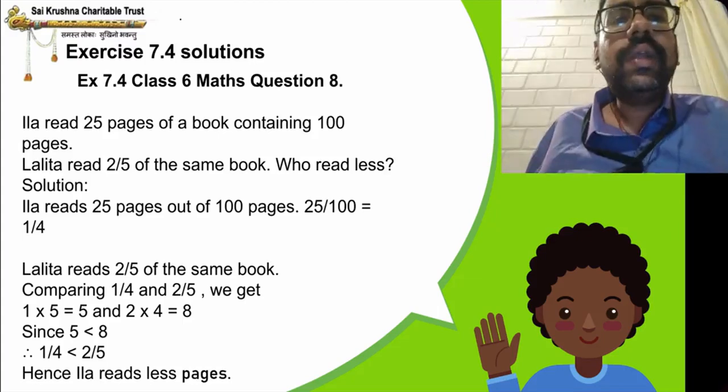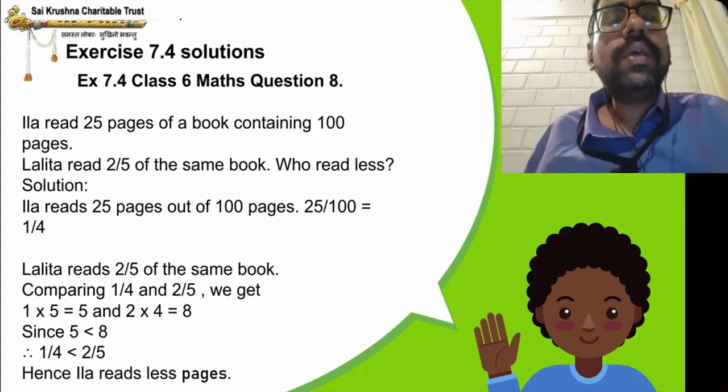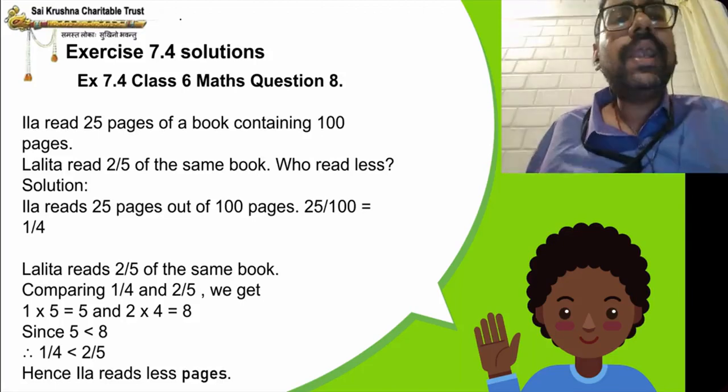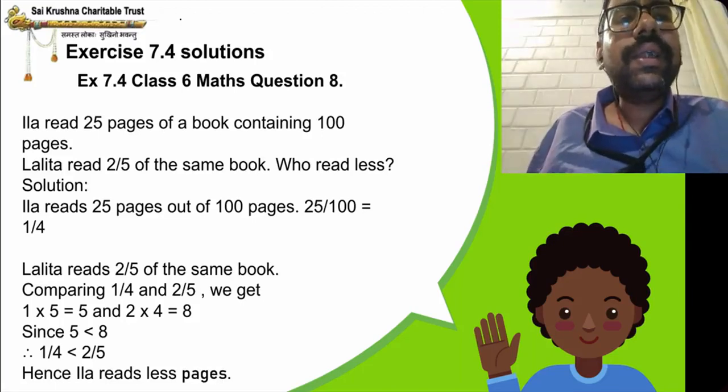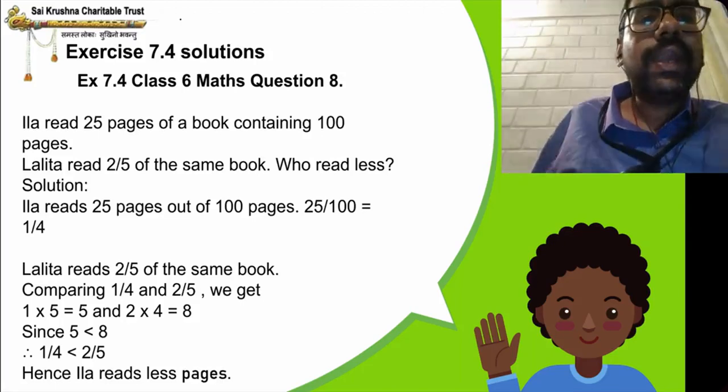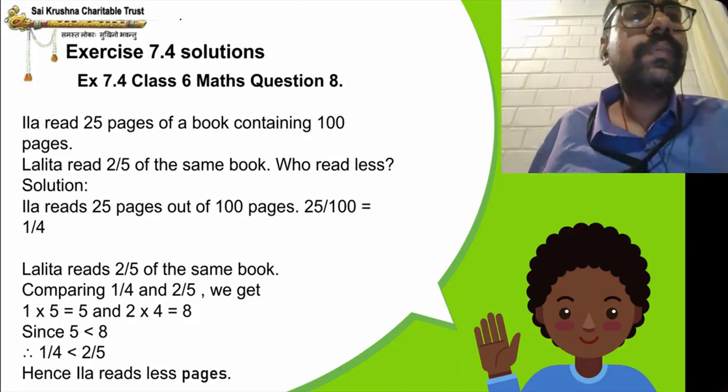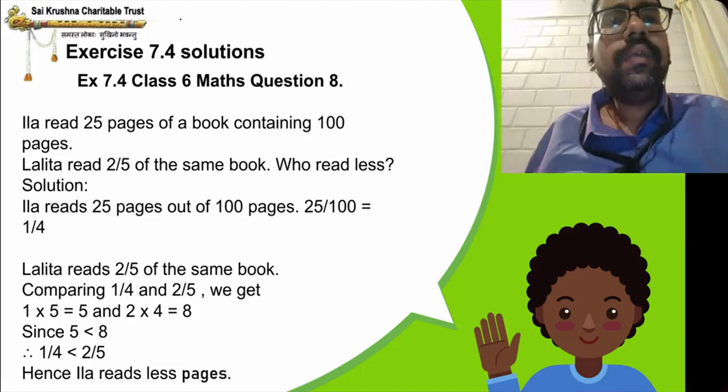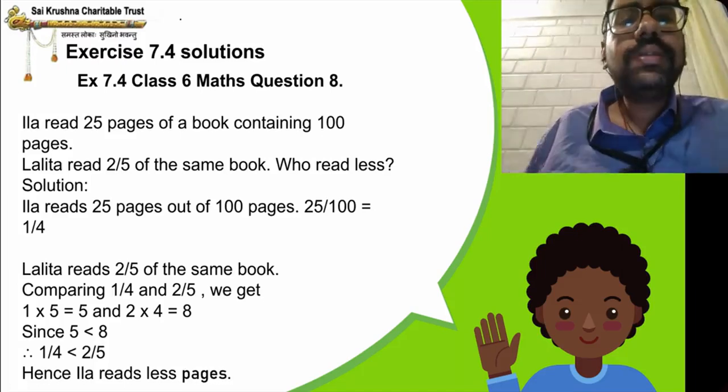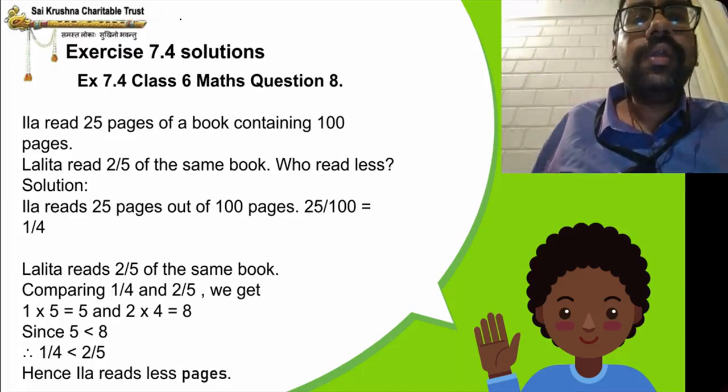So, Ela reads 25 out of 100 pages. In terms of fraction, how will you write that? 25 by 100. Very good. 25 by 100 can be written as 1 by 4. How? 25 ones are 25, 25 fours are 100, so 1 by 4. Lalita reads 2 by 5 of the same book. So, we are comparing 1 by 4 and 2 by 5.